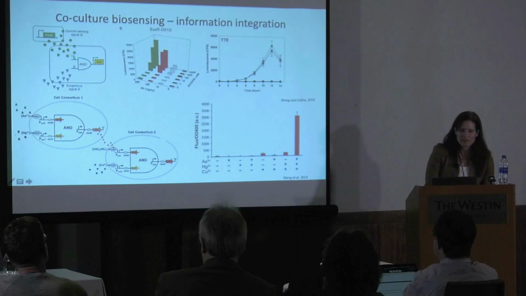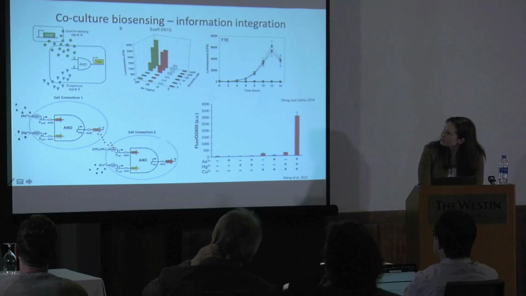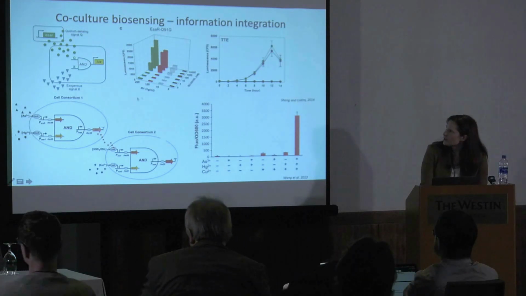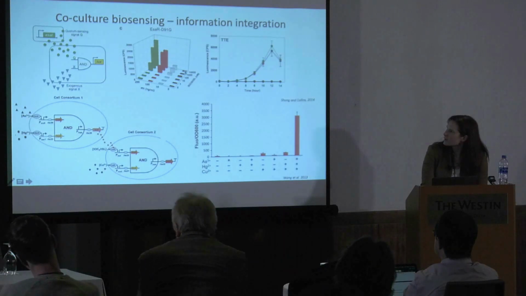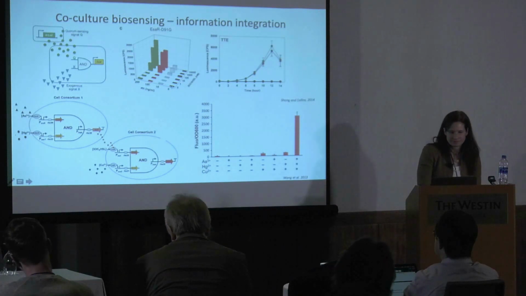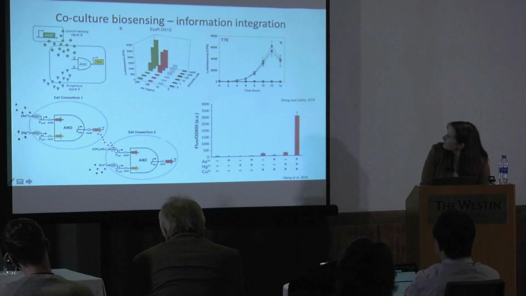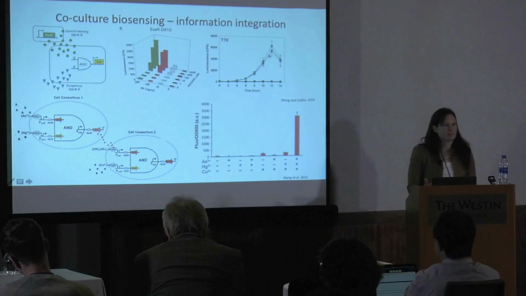So in my group, we've done things like engineer AND gates, which integrate quorum sensing signaling, so density-dependent recognition using quorum sensing, plus some sort of external signal. To do this, we've built an AND gate where you only have gene expression turning on when you have both the quorum sensing signal plus an external signal, in this case, anhydrotetracycline. And we can see as the cells grow, only when you have all of the components and high cell density, do you see gene expression turning on.